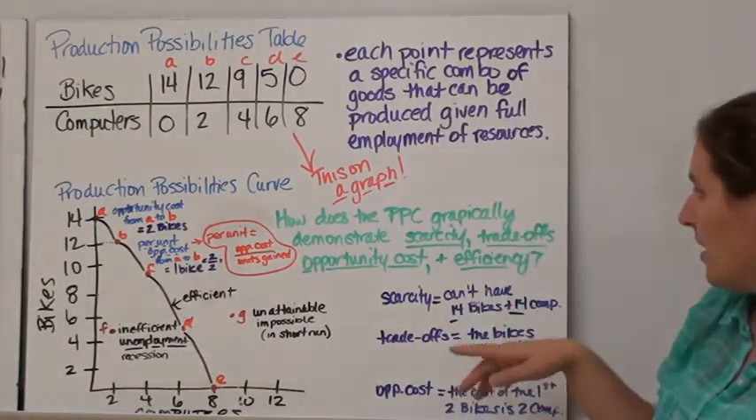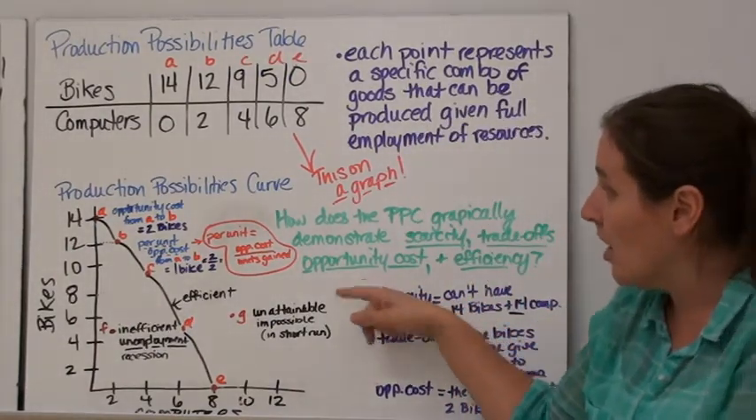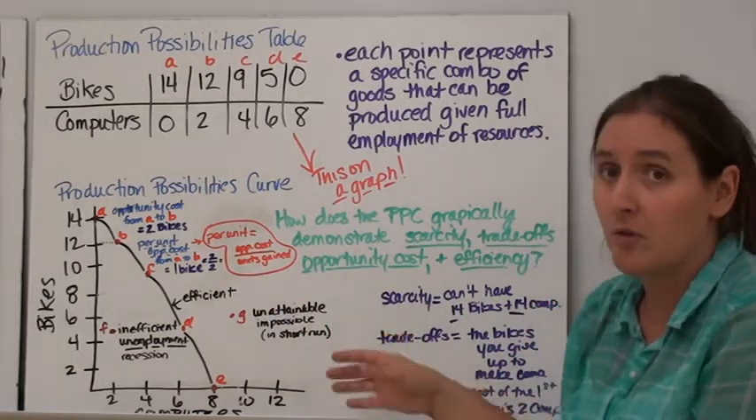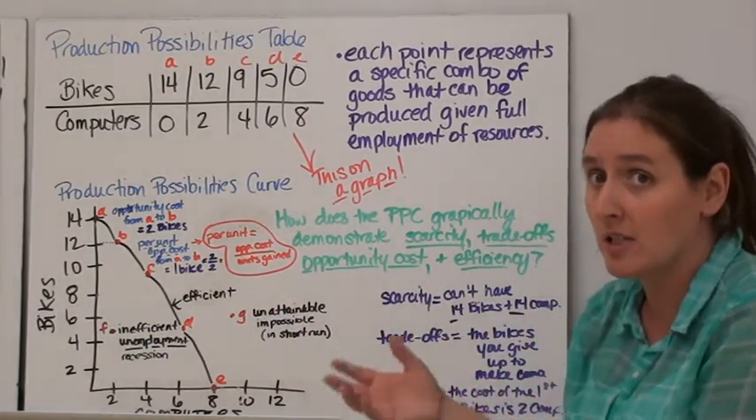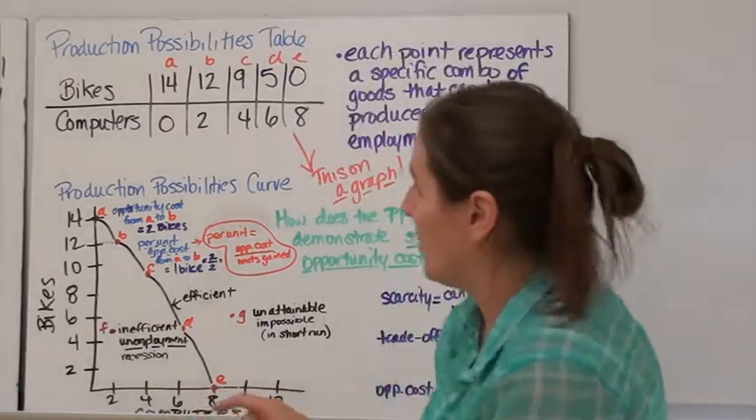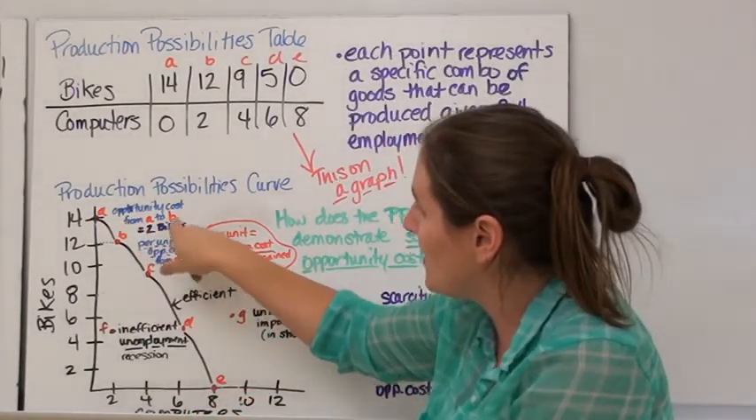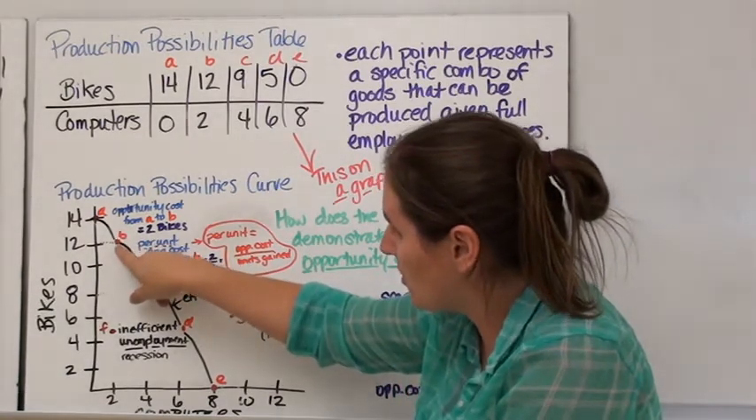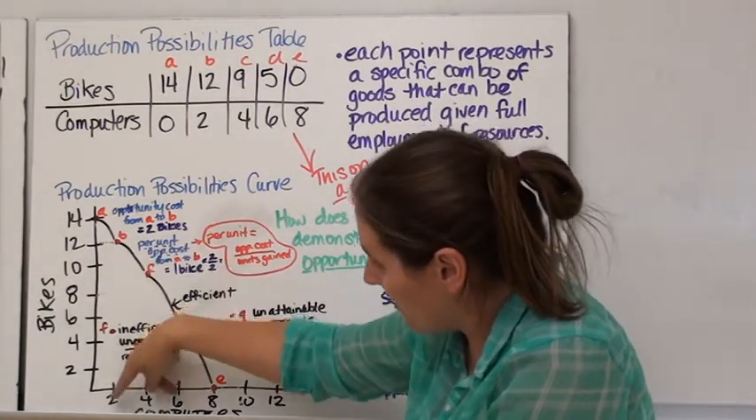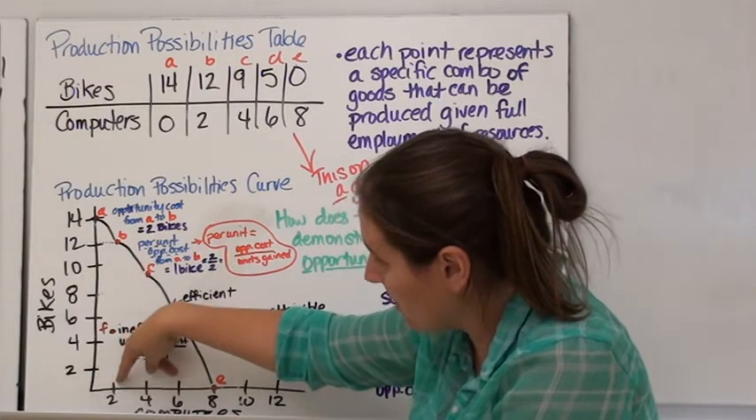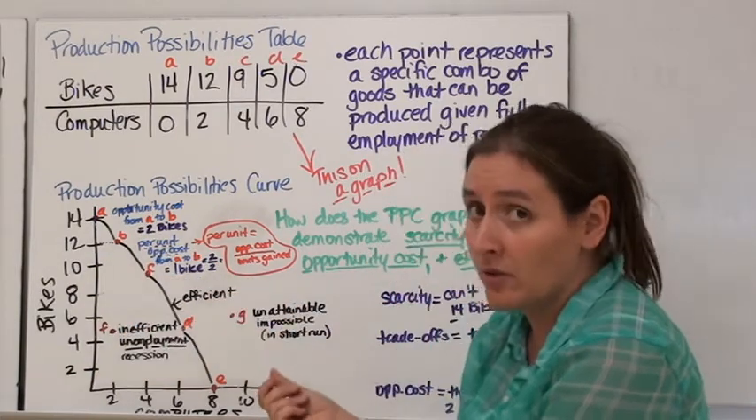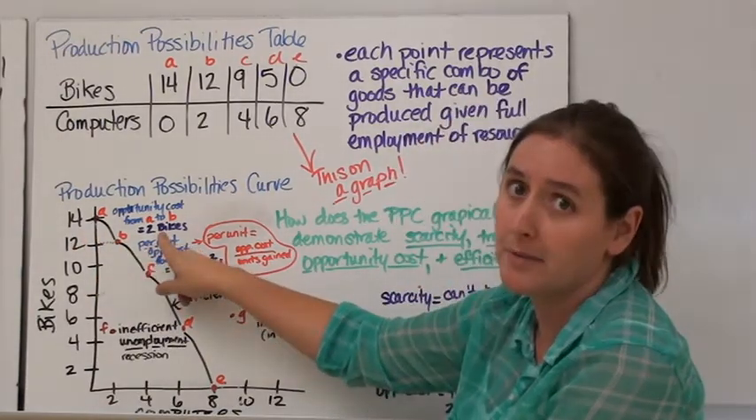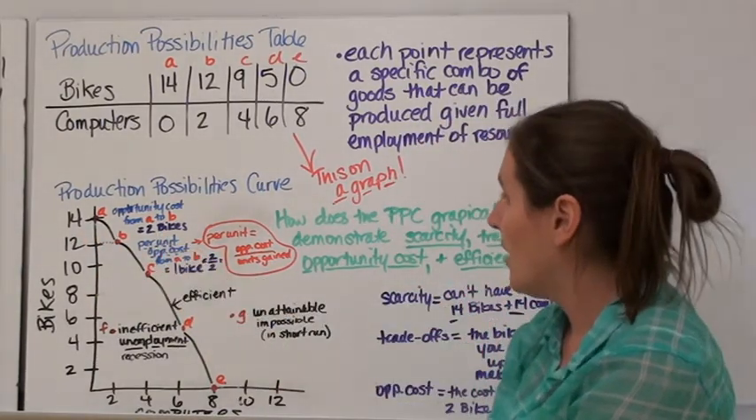That's how that works. And then opportunity costs is where you look at the opportunity costs when you move from choice A to choice B to choice C to choice D. For example, the opportunity cost of moving from A to B, from 14 bikes to 12 bikes, and from 0 computers to 2 computers, the cost is what you lose. So you gain those 2 computers, but what did you lose? 2 bikes. Okay?